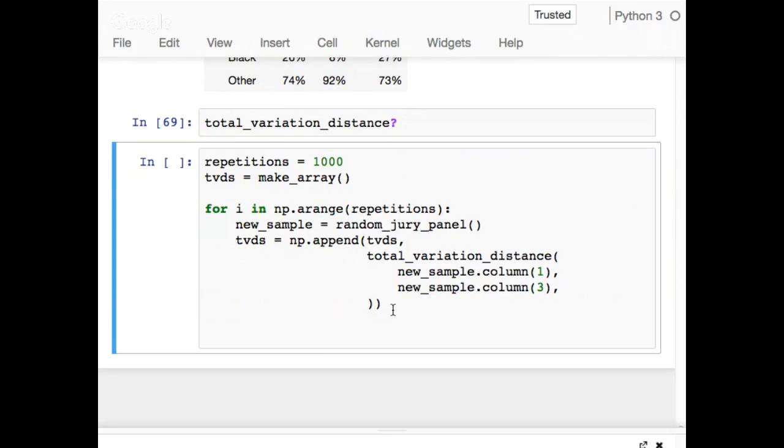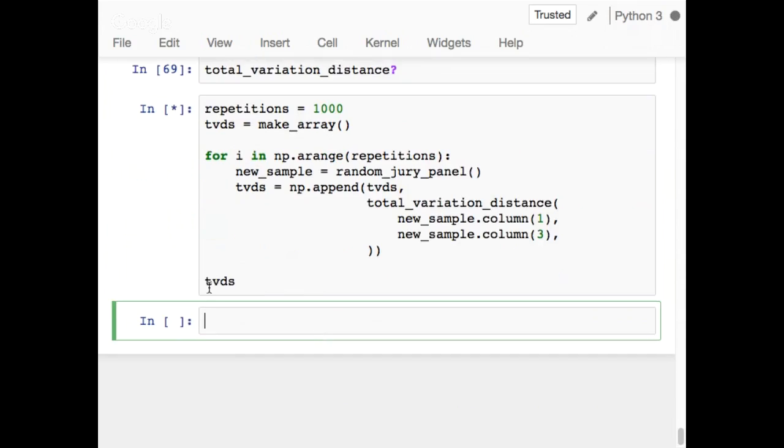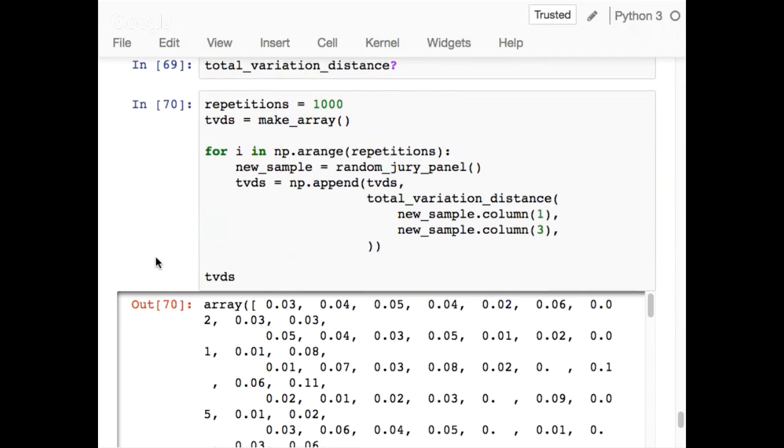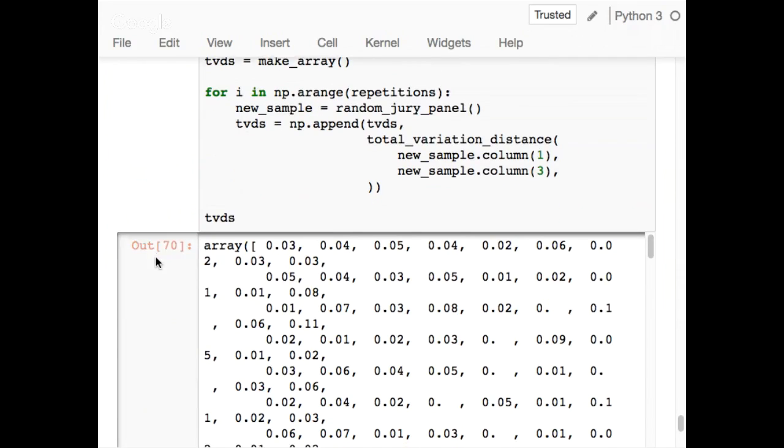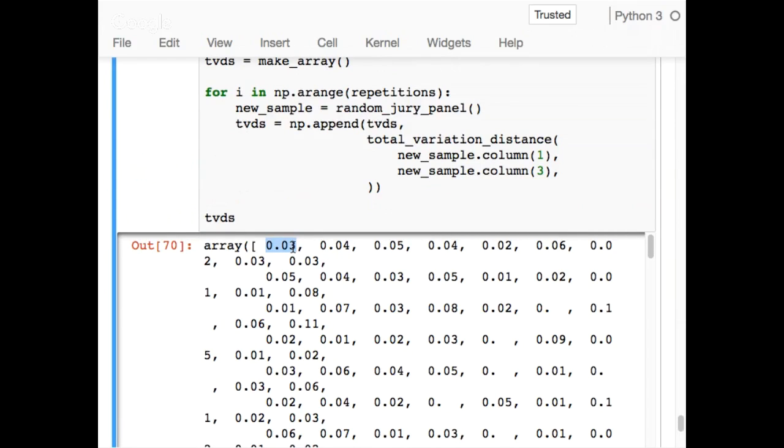And now I can look at my TVDs. Take a look at what they are. Here we go. So I have a bunch of TVDs. What this is saying is I took one random panel. That random panel was about 0.03 away from my population. Okay, so a random panel drawn from my population was about 0.03 away from my actual expected results. I drew a second panel. That panel was about 0.04 away from my population.